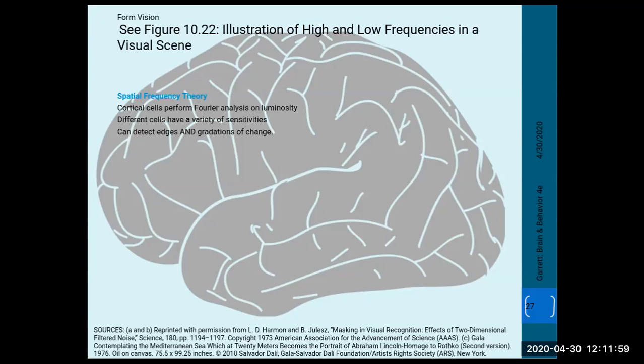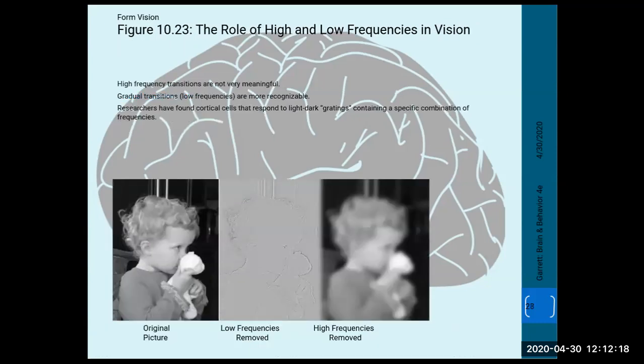So we can detect edges and gradations of change by taking the information apart, and simple cells and complex cells and different types are all basically interpreting it separately and then putting it together in the big picture for what we perceive. So looking at this, you can see that high frequency transitions may not be very meaningful if you don't have low frequency transmissions, and maybe vice versa. So here's the original picture. You see a little kid with a little white teddy bear.